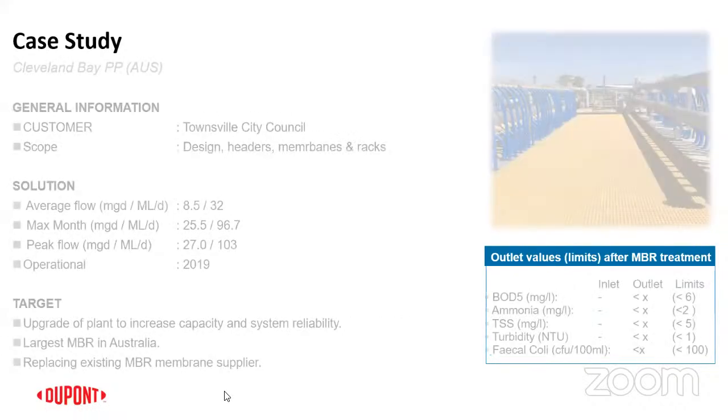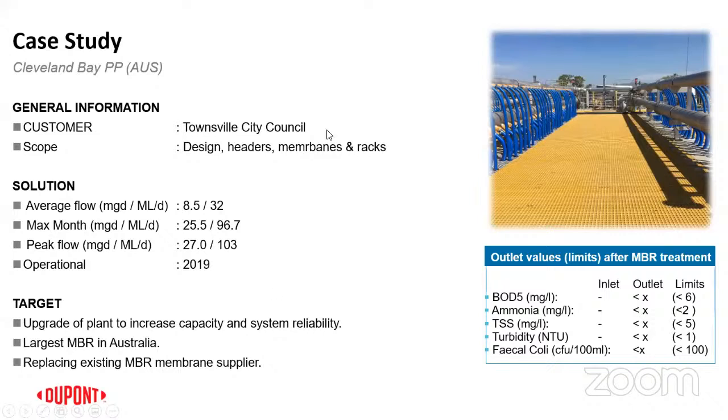A similar case in Australia, which is again the largest MBR plant in the country. The outlet parameters are not disclosed because it's a municipal plant, but what we certainly know is that the requirements they have specified have been achieved. So I can certainly say BOD is less than 6, around 5, and ammonia and TSS are much less than 5, around 1, and NTU turbidity is also less than 0.1, and fecal coliform is almost nil. So this takes me to the end of this presentation.